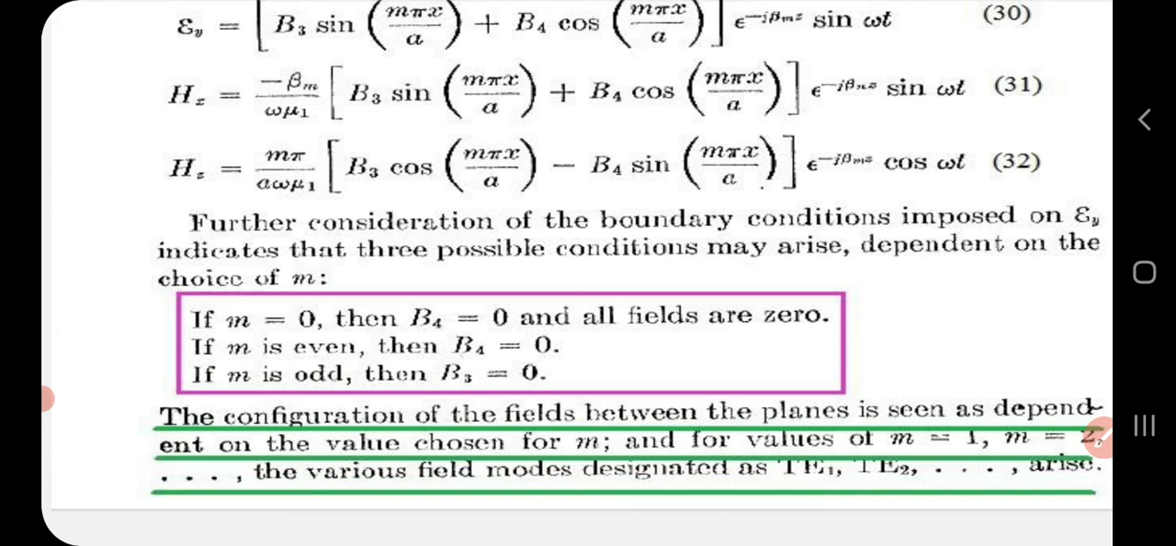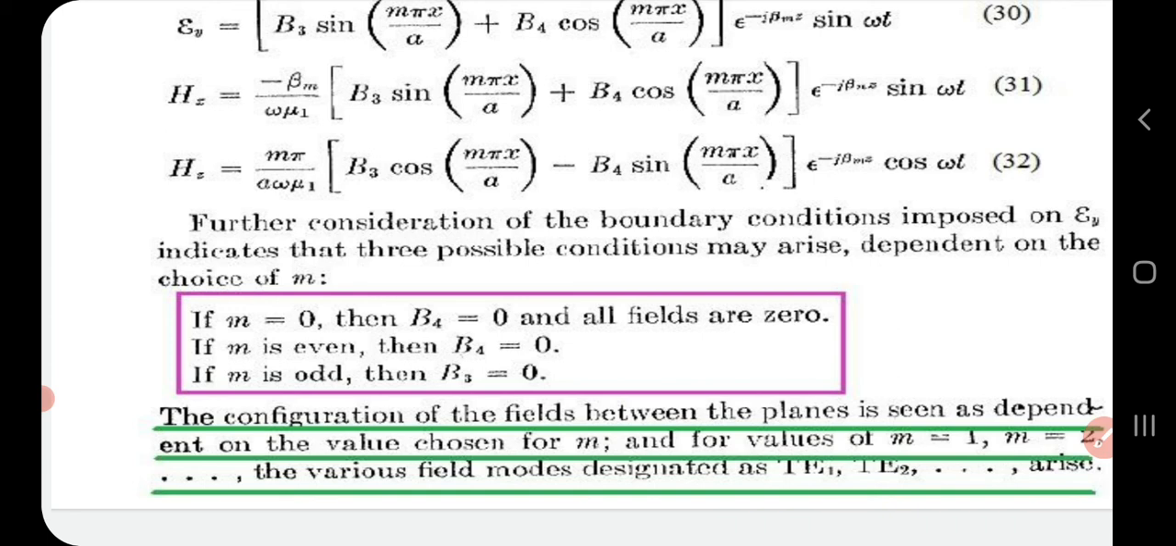The configuration of the fields between the planes is seen to depend on the value of m. M is an integer, we all know it can have values m equal to 1, m equal to 2, etc. And depending on the value of m we get various mode designations. That is, for m equal to 1, for a TE wave it will be TE1, for m equal to 2 it will be TE2, etc.